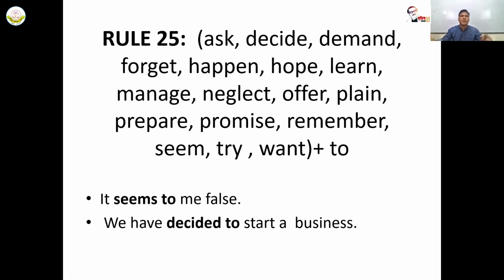And now rule 25. After these verbs, the verb takes "to": ask to, decide to, demand to, forget, happen to, plan to, manage, neglect, offer, prepare, promise, remember, seem, try. Like, it seems to me false; we have decided to start a business. That means be careful with this.